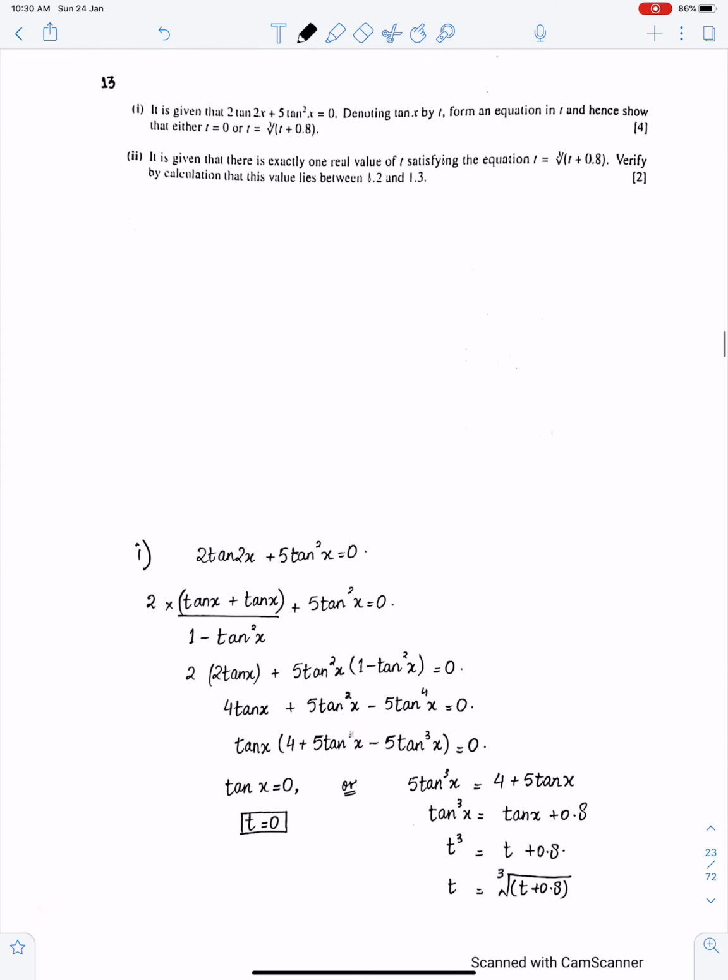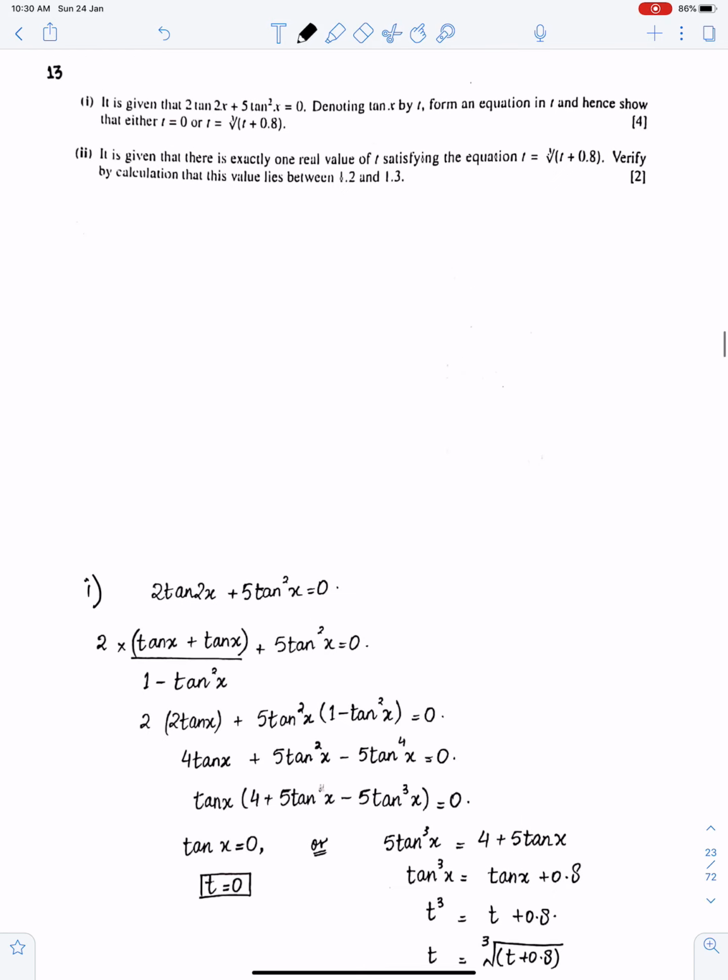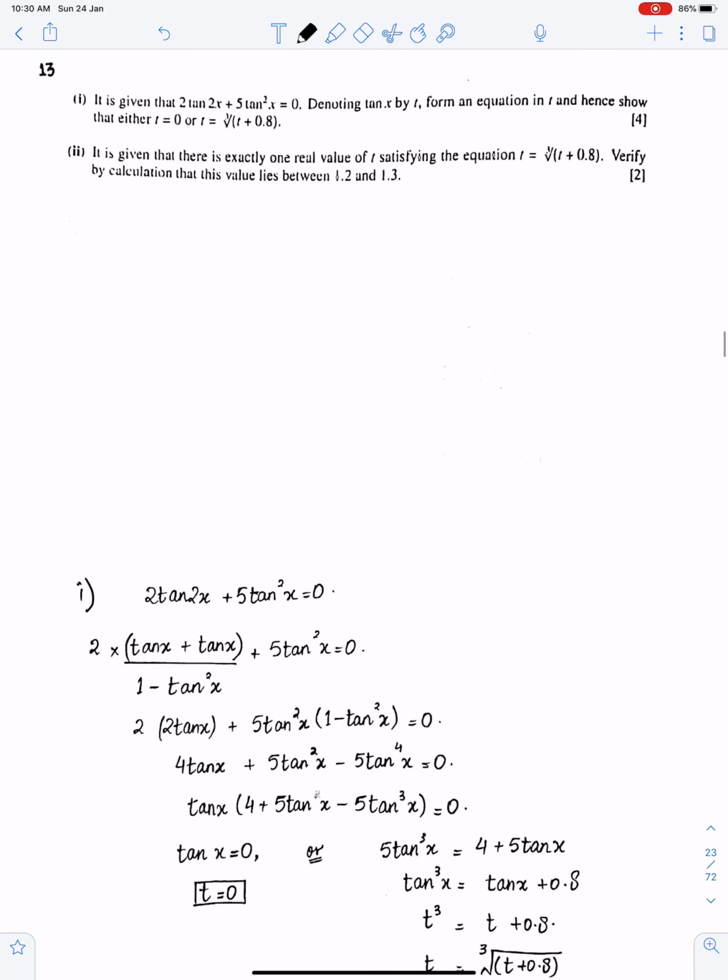Question number 13. It is given that 2 tan 2x plus 5 tan square x is equal to 0. Denoting tan x by t, form an equation in t and hence show that t is 0 or t equals this.